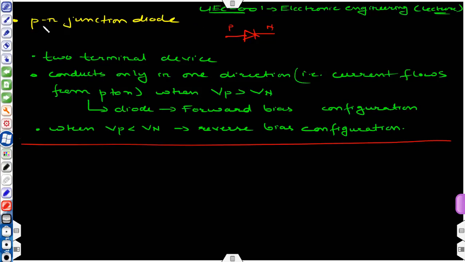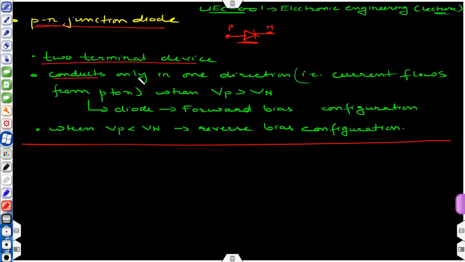So we have started discussing the PN junction diode. This is the symbol of the PN junction diode. The left side is the P side, having P type semiconductor, and the right side is the N side, having N type semiconductor. So this is the anode and this is the cathode. It is basically a two-terminal device that conducts current only in one direction, that is from P to N.